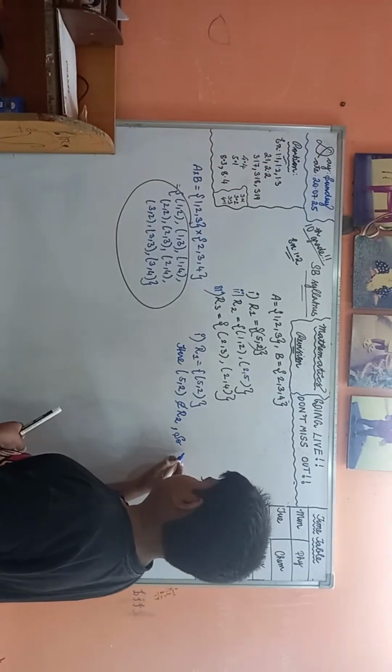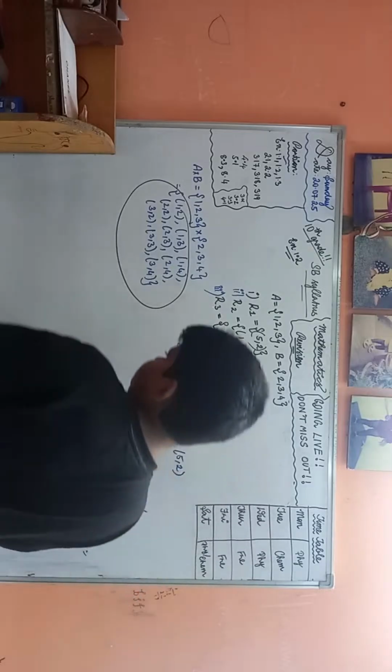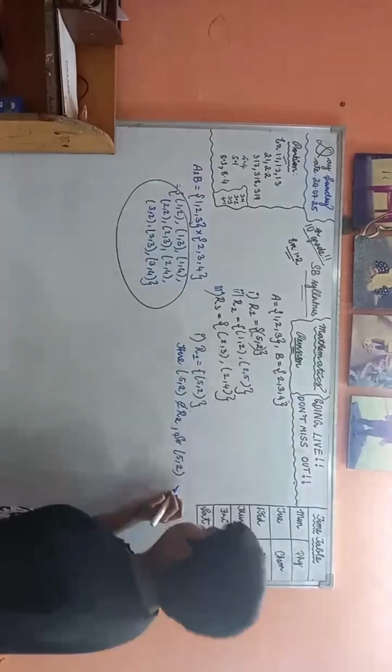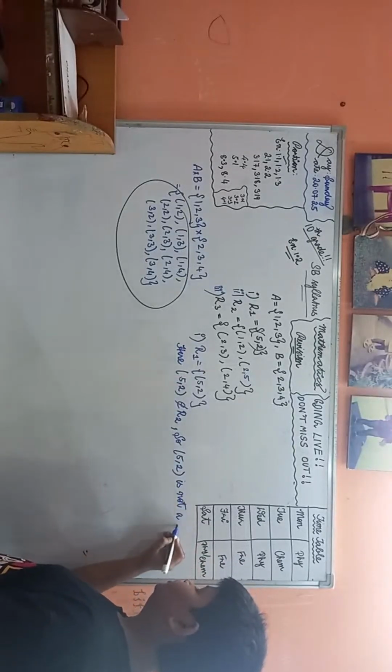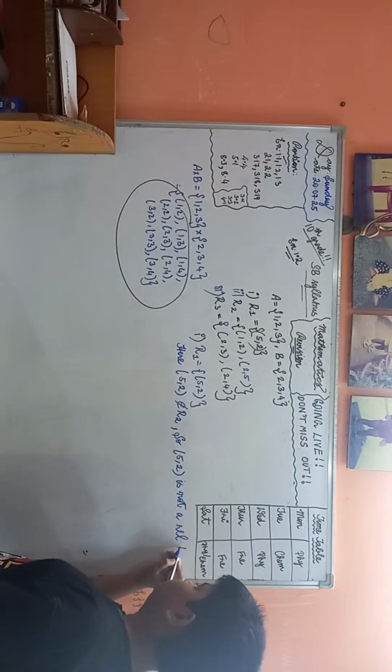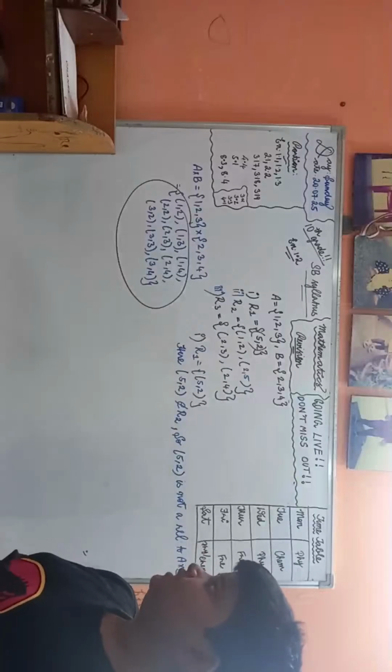So (5, 2) is not a relation to A into B. So this will be the first answer, guys.